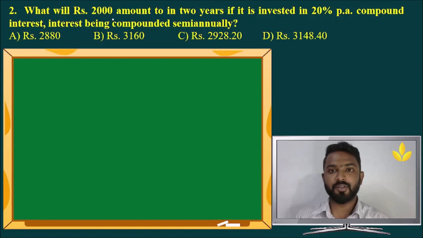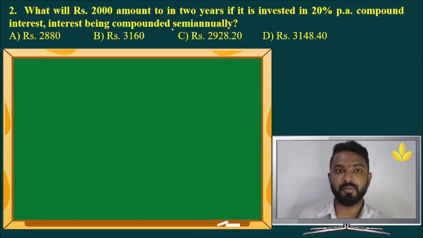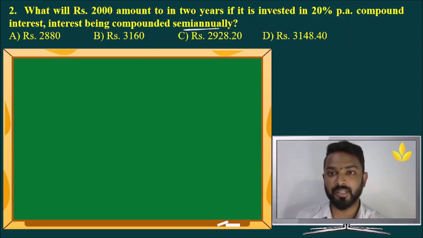What will 2000 rupees amount to in 2 years if it is invested at 20% per annum compound interest, interest being compounded semi-annually? This is something that a lot of people have a doubt with.